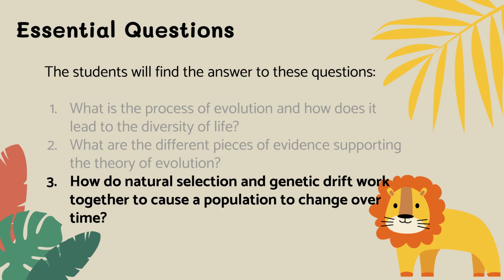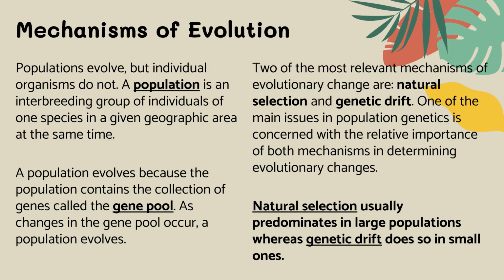Here is the essential question. How do natural selection and genetic drift work together to cause a population to change over time? Evolution works at the population level. Individuals do not evolve during their lifetime. Instead, evolution happens when the gene pool of a population changes over generations.